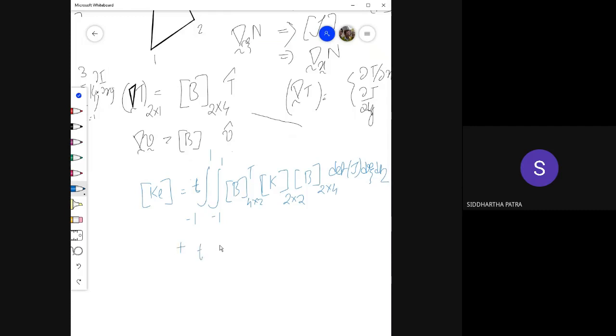Then there will be another term, a surface integral. I'll not put t here, because for integration over the boundary you need to consider all four sides, and some of them are in natural coordinates parallel to the xi direction, and some of them are parallel to the eta direction. So that would actually be a sum over four sides. I'm just keeping it in the surface integral format.